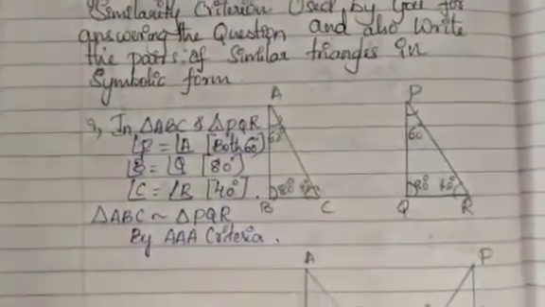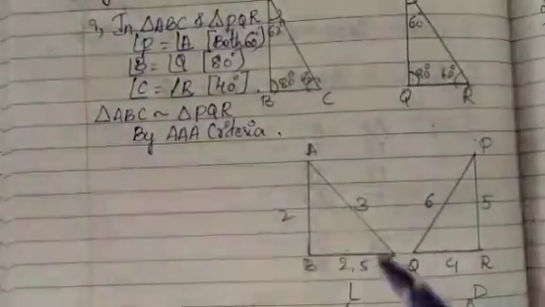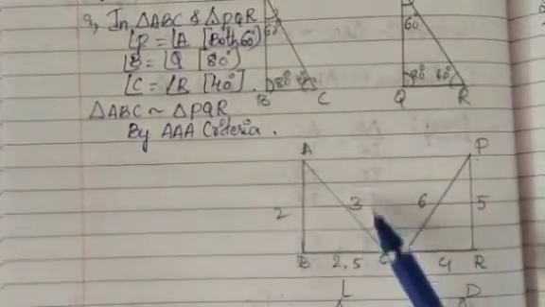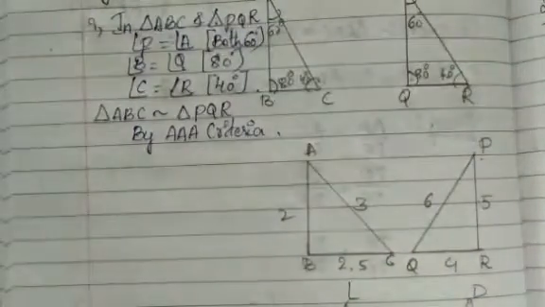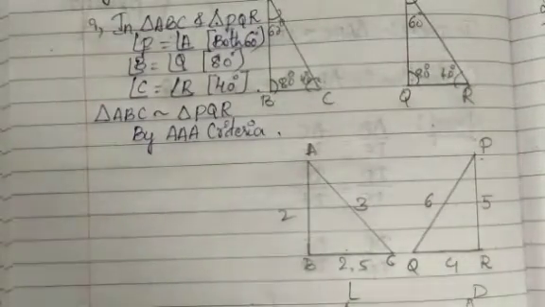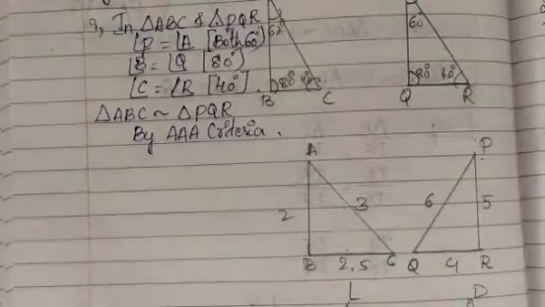Now let me consider the second case here. In the second one, they have given ABC as well as PQR, and they have given the sides here. So you know when you have to prove using sides, their corresponding sides should be proportional to each other, not equal, proportional.